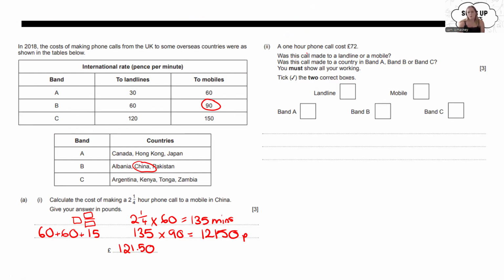Next one. 1 hour phone calls cost £72. Was this call made to a landline or a mobile? Was this call made to a country in band A, B, or C? You must show the following workings. Okay. So the interesting fact here is we got 72. That's in pounds. I know we're working in pence. So the first thing I'm going to do is put it into pence. Okay, so that's the first step. I've just put what I earn in pounds into pence.